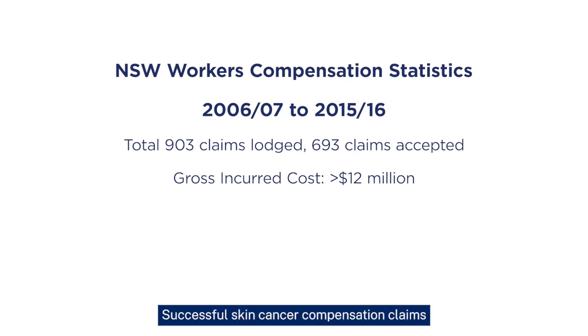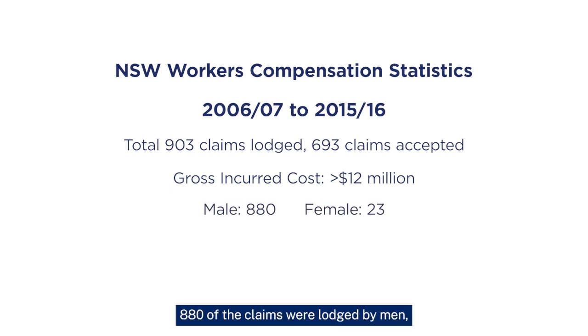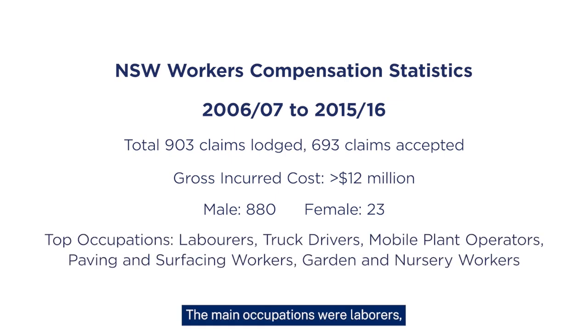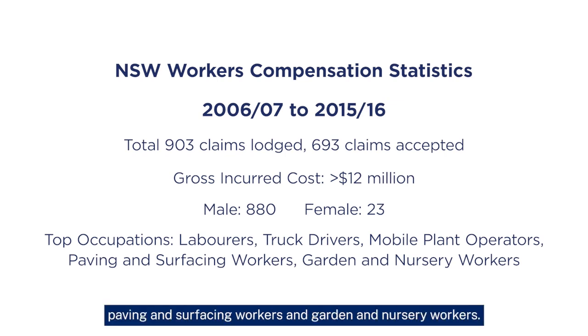Successful skin cancer compensation claims clearly demonstrate that the employer could have prevented the workers' skin cancer from occurring had they implemented the necessary control measures. 880 of the claims were lodged by men, the remaining 23 by women. The main occupations were labourers, truck drivers, mobile plant operators, paving and surfacing workers, and garden and nursery workers.